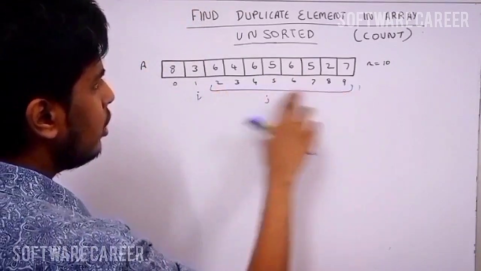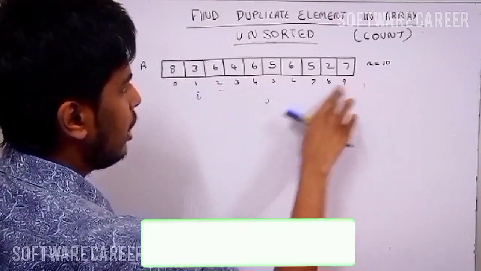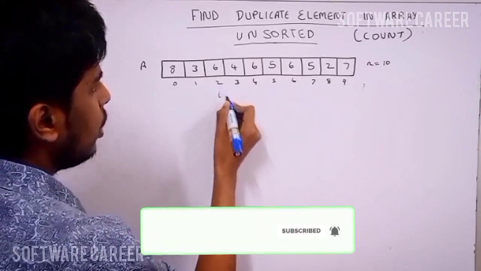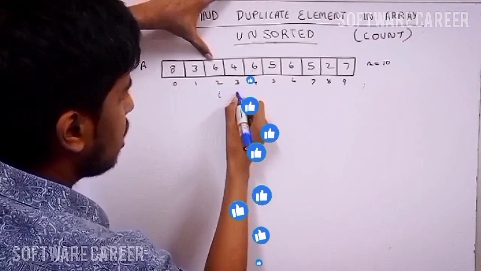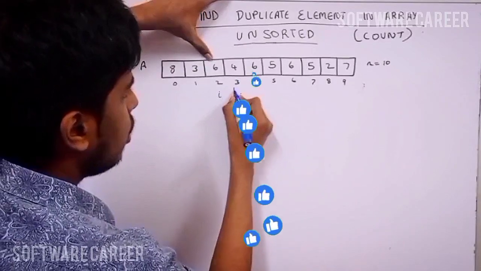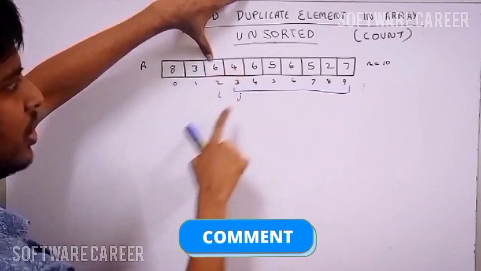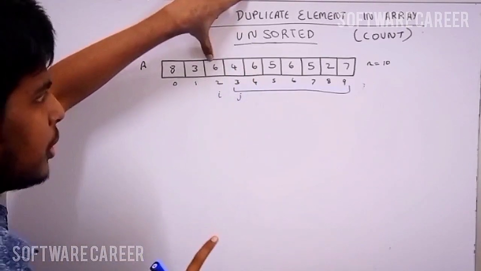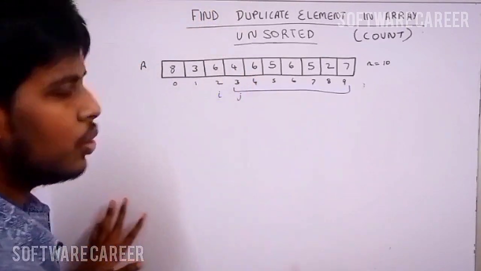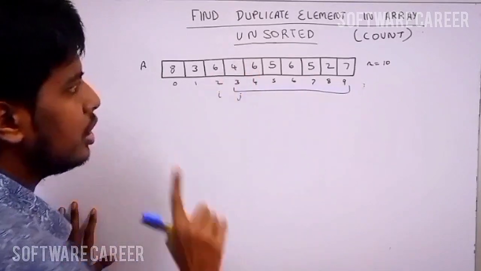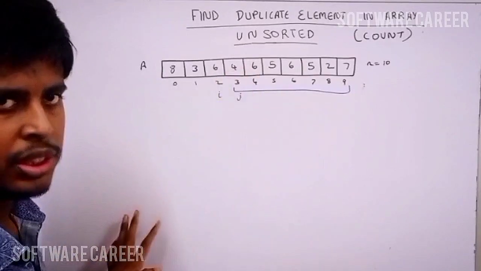Then after searching, again I will increment the i value. Then j will be from i plus 1. This j will be from 3 till it moves to 9. So I will check whether 6 is here. Yeah, 6 is present here. So I will increment the count value. The count value was 1 by default, now it will increase by 1. So 6 is appearing 2 times.